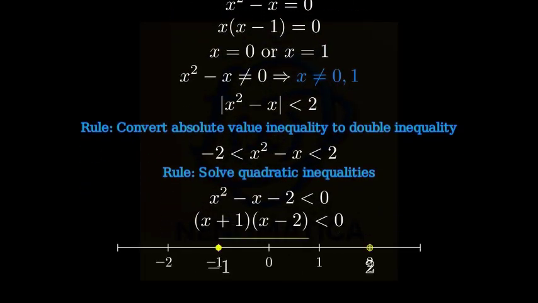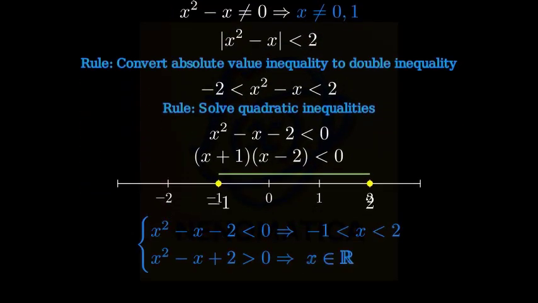First, let's tackle the left part by adding 2 to both sides. x squared minus x minus 2 is less than 0. This is a quadratic inequality. We can factor it as quantity x plus 1 times quantity x minus 2 is less than 0. When we solve this inequality, we find that x is between negative 1 and 2, so negative 1 is less than x, which is less than 2.